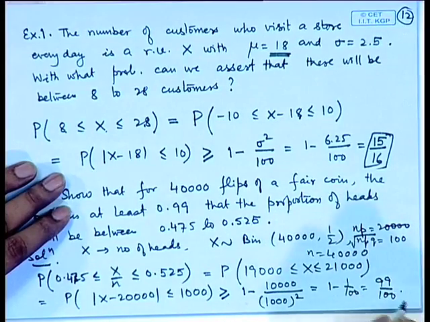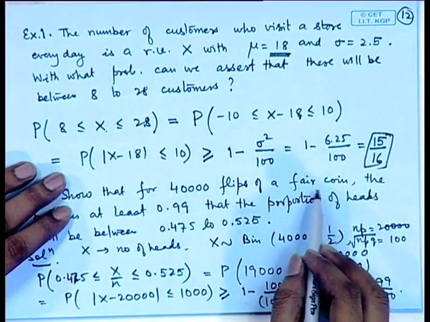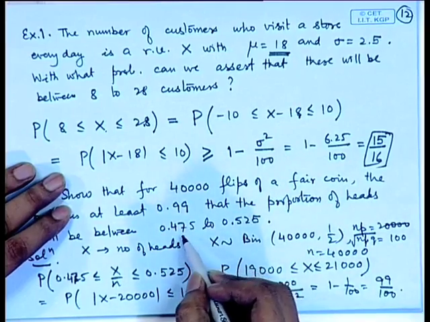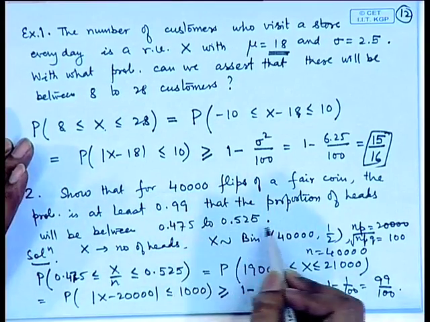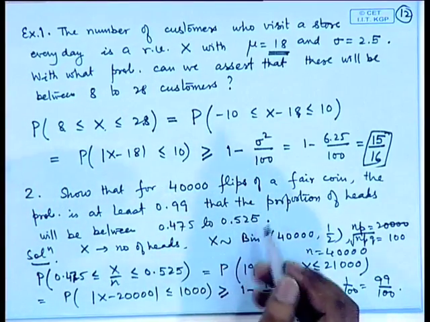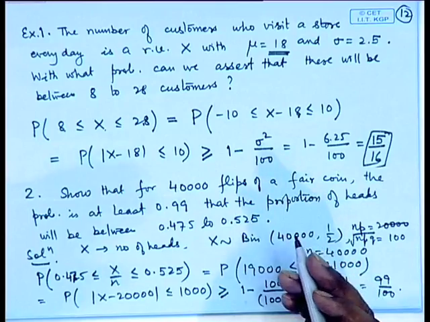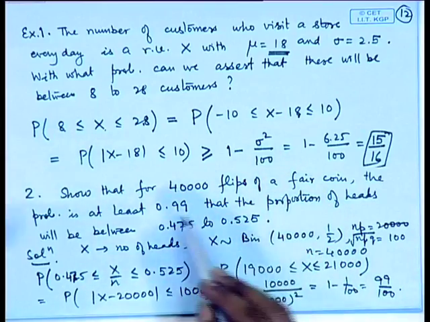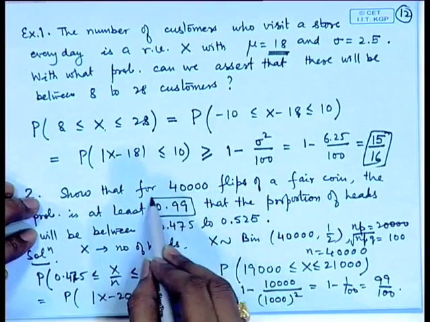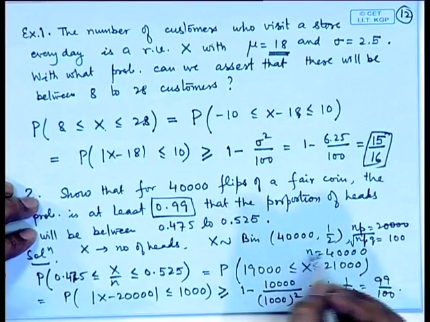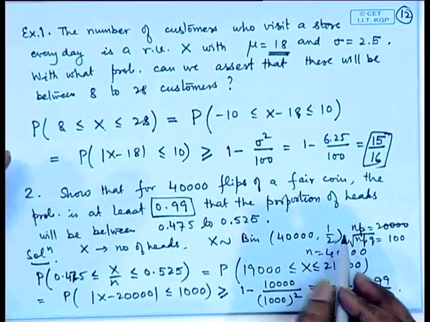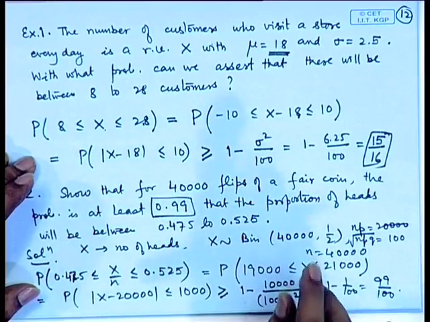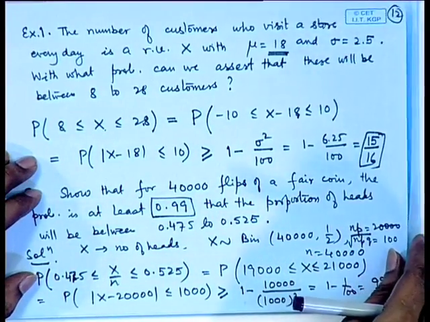So, if it is a fair coin, the probability that the proportion of heads is between 0.475, that is 47.5%, to 52.5% heads in 40,000 tosses of a fair coin is at least 0.99. Here we can even get an appropriate exact value of this, but that is too complicated. So, it is a simple solution for a complex looking situation.